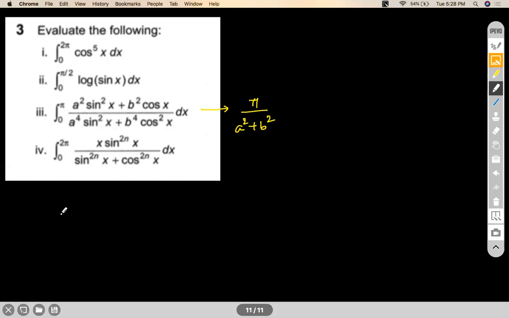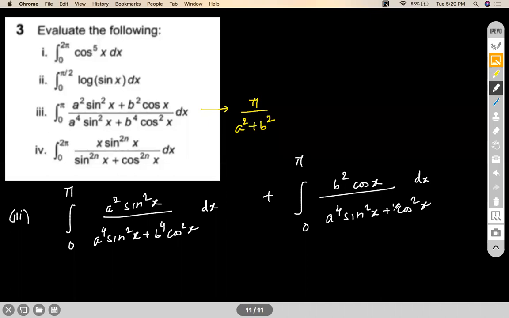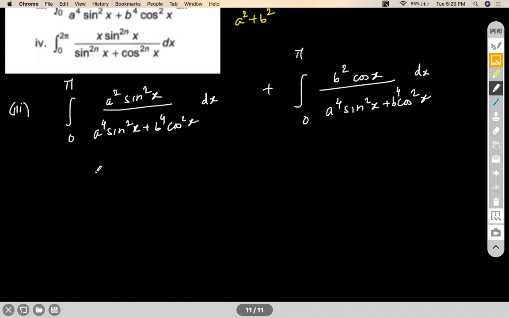Okay, let me also contribute here, because if I wait for everybody to solve it, then it'll be too long. So what I will do here is split this into two separate integrals, one being this, and the other being this. So far so good. No problem with this.